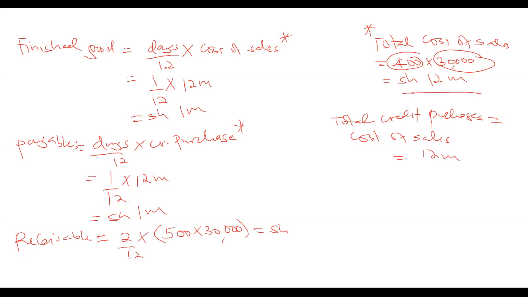Excuse me, sir. I have a question before we move on. Why are we saying that the credit purchase is the cost of sales? I would think that the credit purchase should be the cost of materials, because those are the materials you purchased from the creditors, which are due to pay.